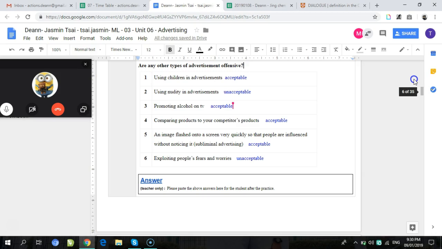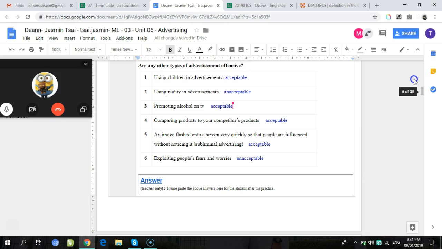There are many products. I agree with you. It cannot be easily remembered because it is flashed so quickly, using people's fears and worries, like for the health. So it is acceptable for you.